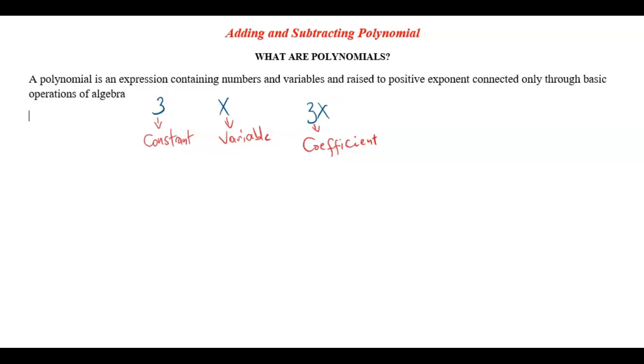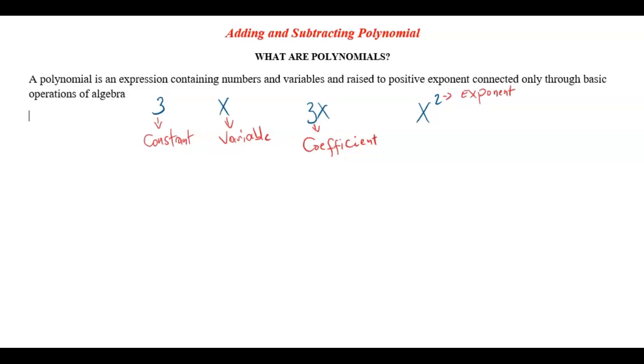Exponent. Now, you can have x to the second power, where 2 is your exponent. Okay, 2 is your exponent. When the number is above the variable, it is called an exponent. So if the number is by itself, it is called a constant, and the letter is the variable. Now, if the number is in front of the letter, that's called a coefficient. So in this case, 3 is the coefficient of x.